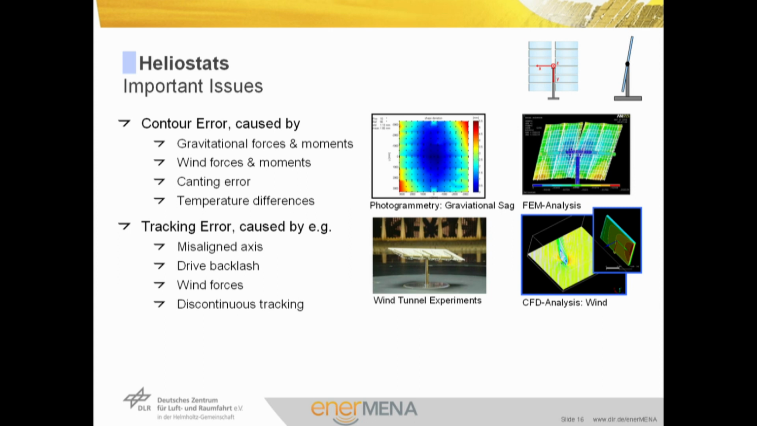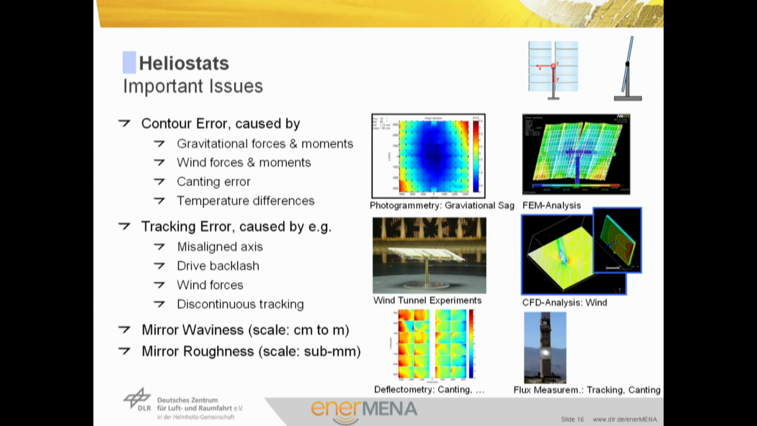Discontinuous tracking means that the heliostat is not tracking the sun constantly, but with time intervals of 3 to 4 seconds. Last but not least, we have a mirror waviness in the scale from centimeters to meters, and we may have mirror roughness in the scale of sub-millimeters. There are different measurement techniques to measure, for example, mirror waviness and the contour errors, like the deflectometric measurement, which is the topic of another session, or the flux measurement in order to check the tracking and the canting.